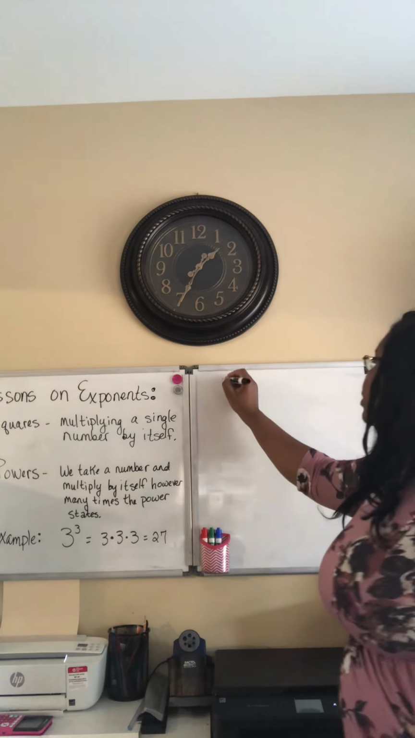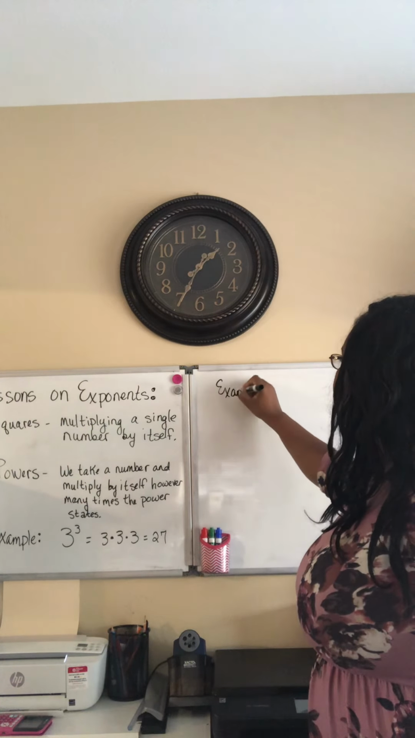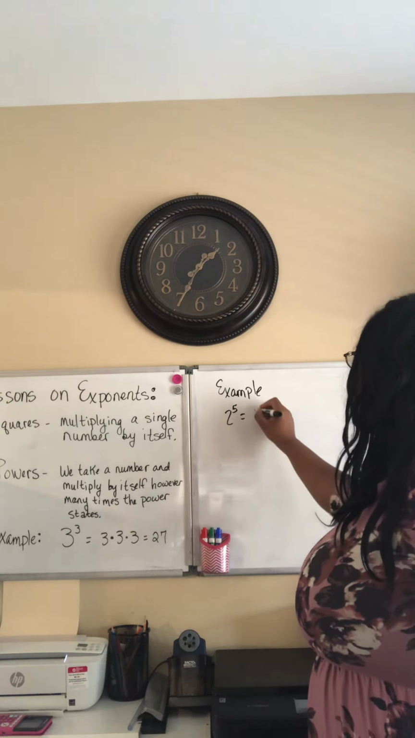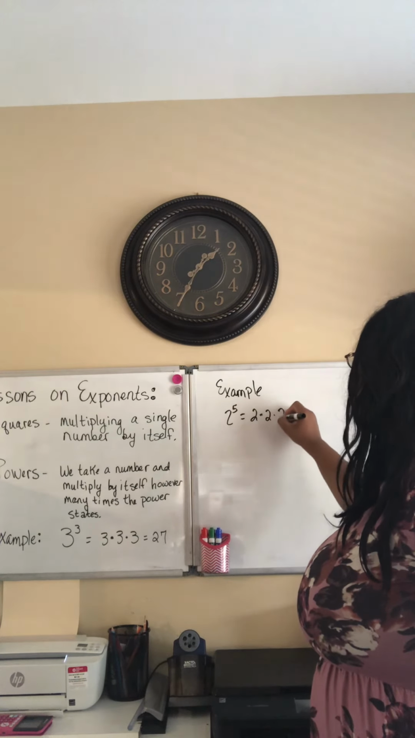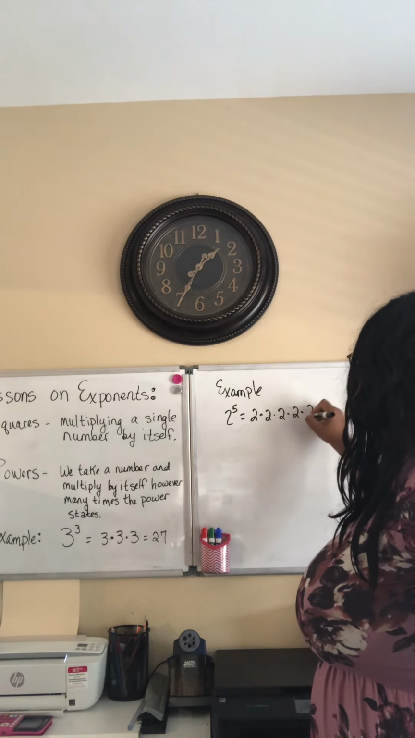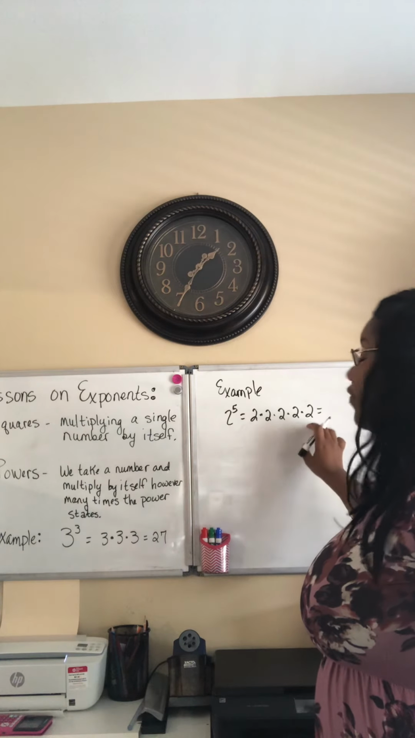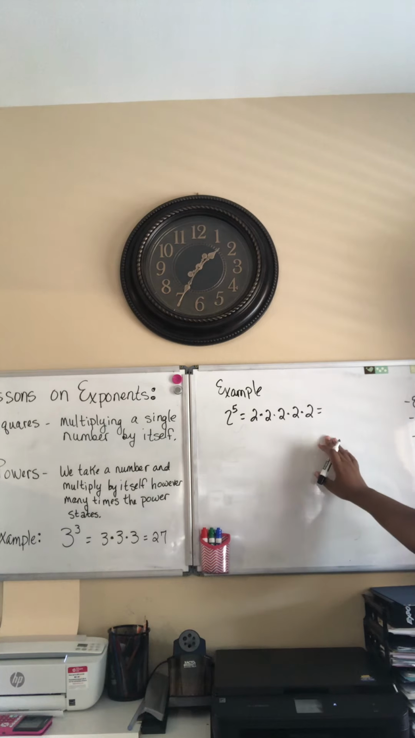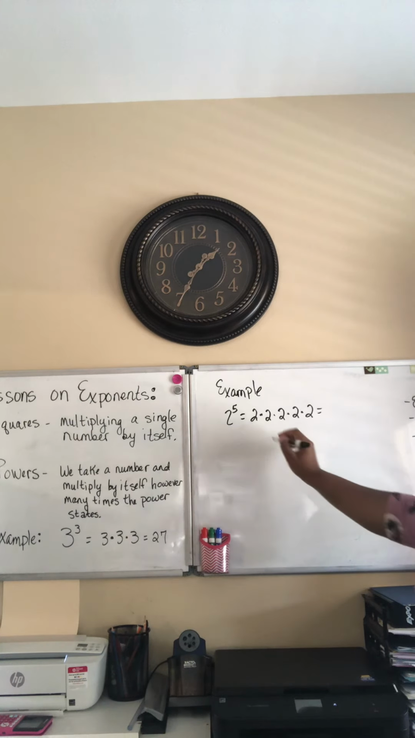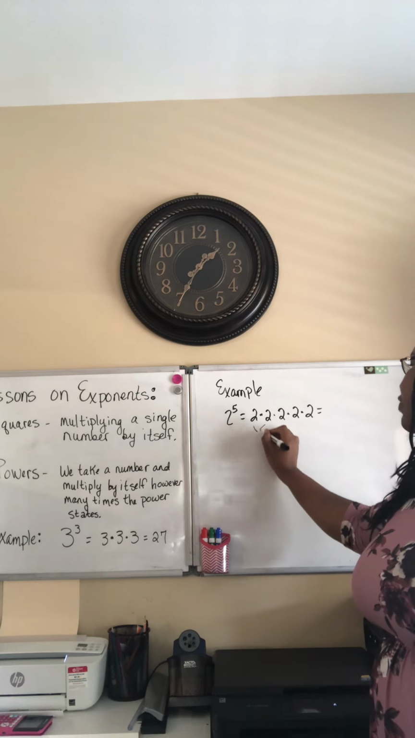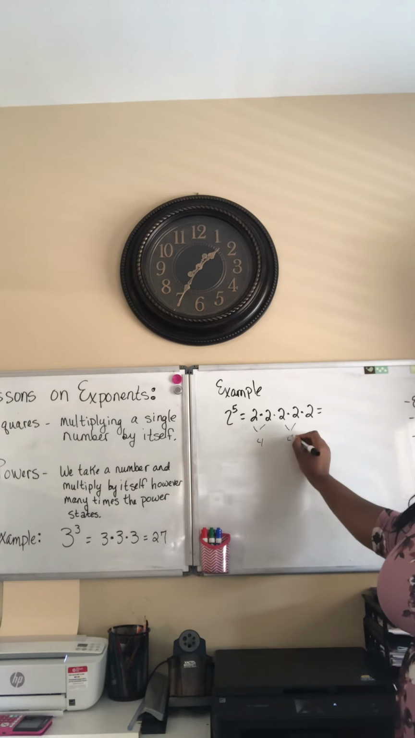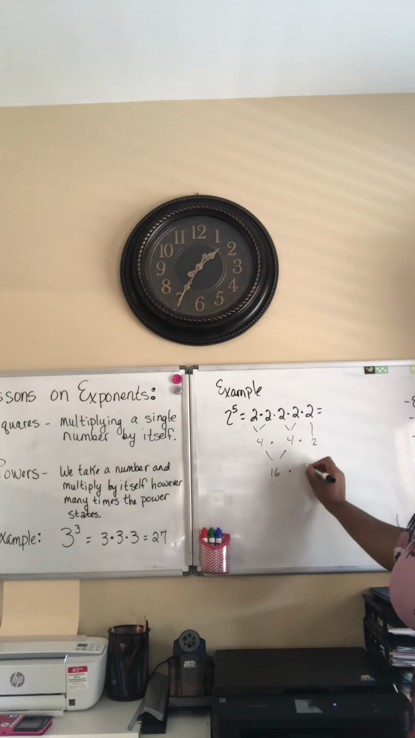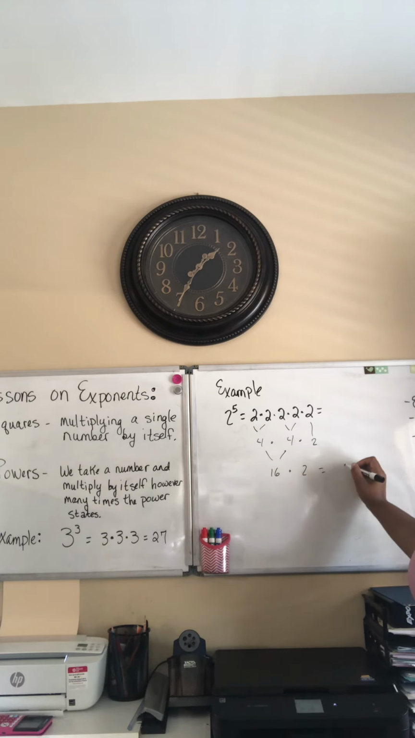Now let's look at another example. Let's say we have 2 to the 5th power. This is the same as saying 2 times 2 times 2 times 2 times 2. 1, 2, 3, 4, 5. Whatever this power is, that's how many 2's we're going to write, and then we multiply them. My quick way of doing this without a calculator is to bring that 2 down. You have 16 times 2, so that should be 32.